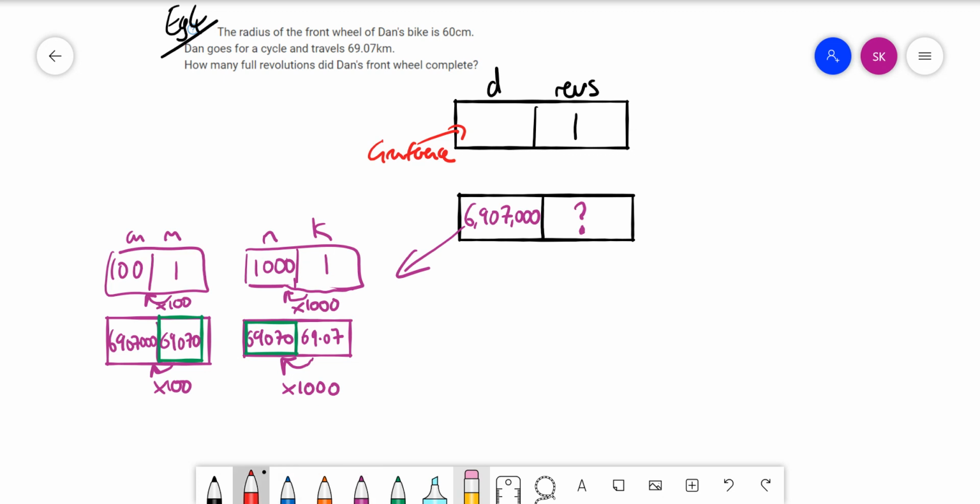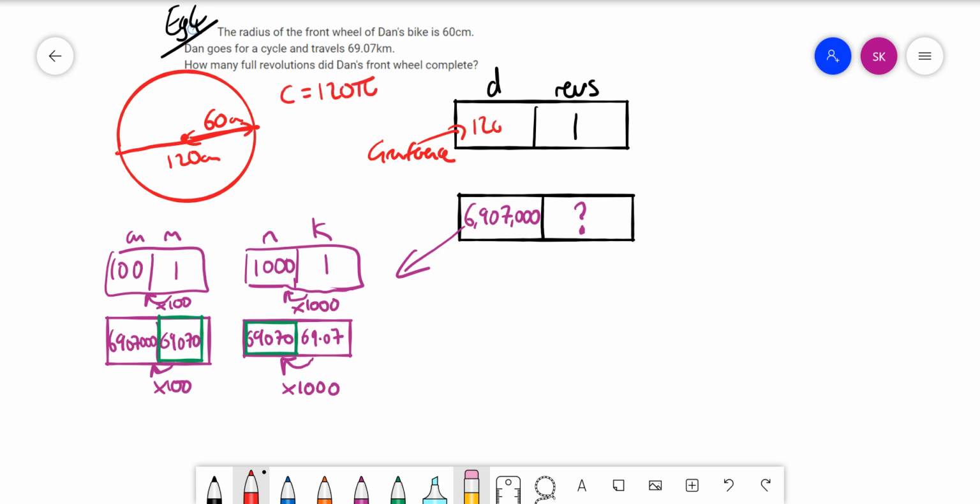So now we're going to draw our diagram for the wheel. It's only 60 centimeters for the radius, which means it's how much for the diameter? It's 120 centimeters for the diameter. So therefore the circumference is 120 pi. Wow, wow, wow.